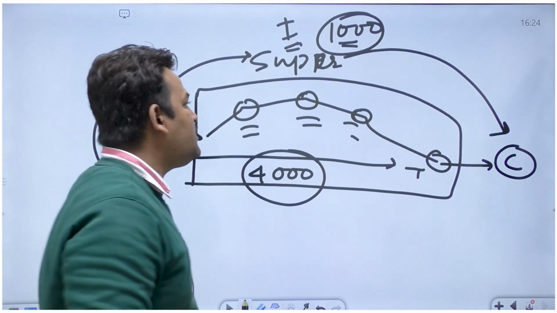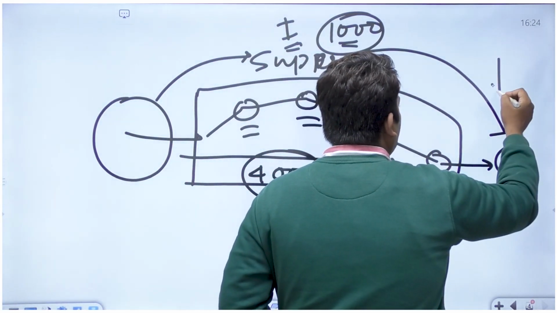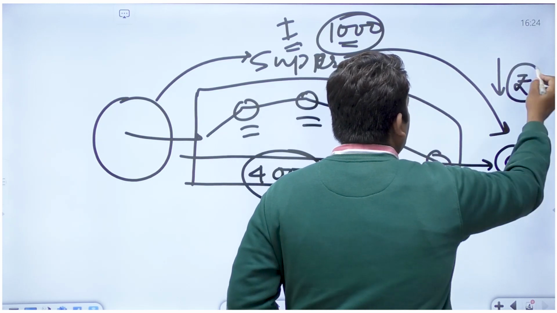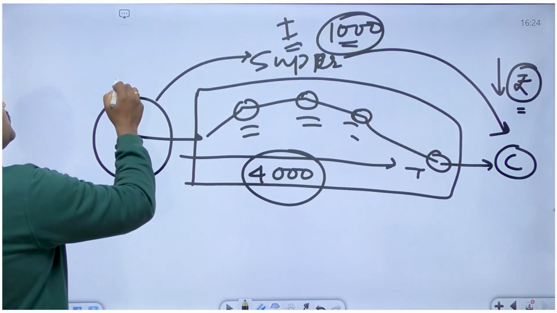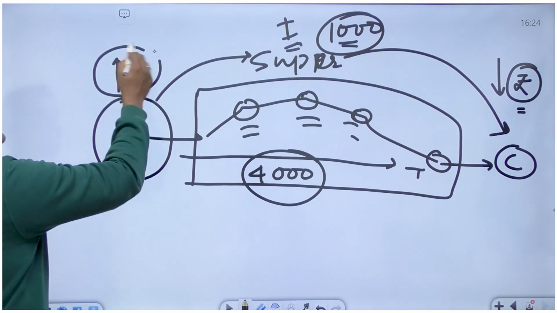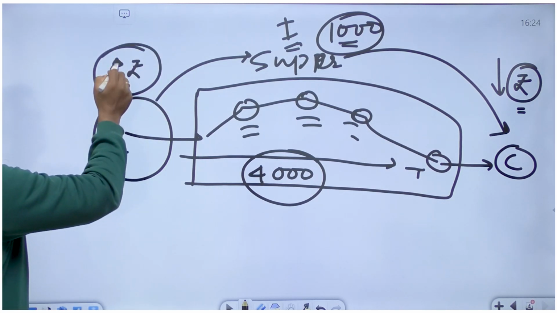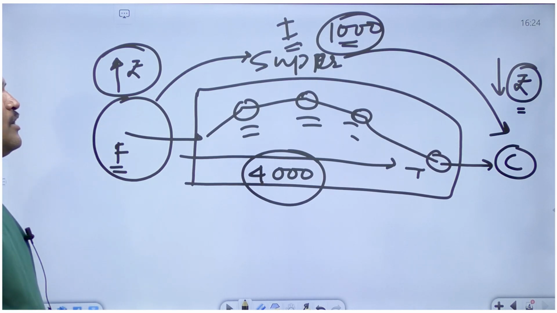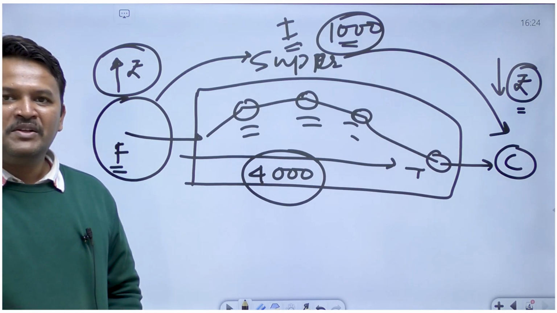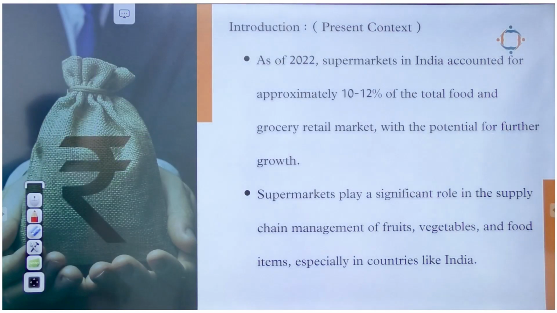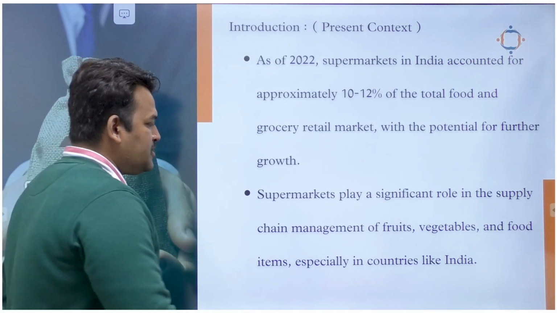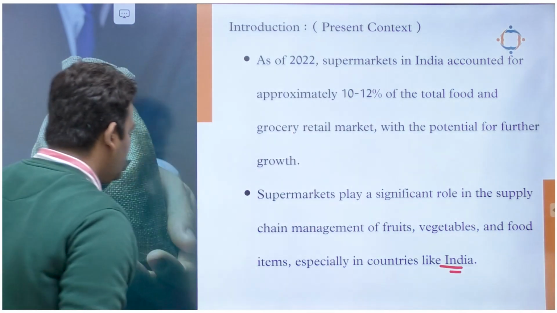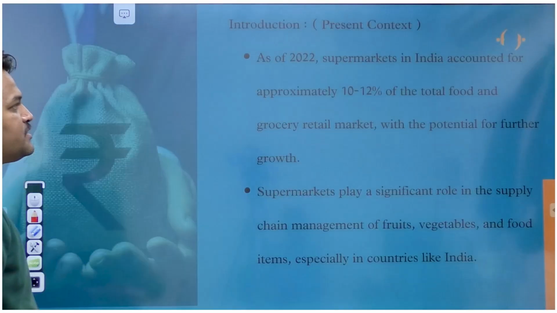So the overall price of that particular commodity is going to come down, and the price the farmer is getting is also going to go up, right? And this increased price will help our farmer in the long run, right? So supermarkets play a significant role in the supply chain management of fruit, vegetable, food items, especially in countries like India. Okay, we have discussed this aspect of the question.